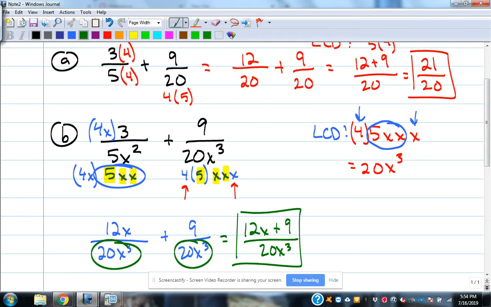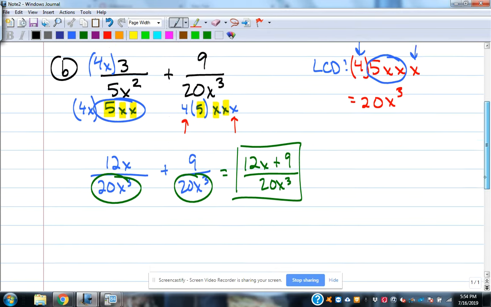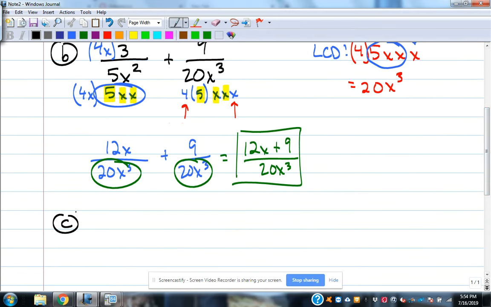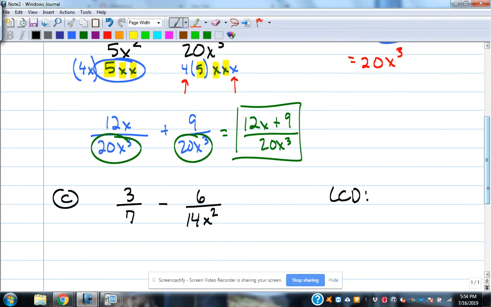Okay, look at another one that's similar to that and change the numbers up a little bit. Let's say we had 3/7 minus 6 over 14x squared. And we're going to write the least common denominator over here, and then we're going to fix the fractions.